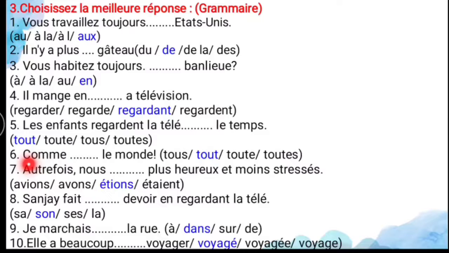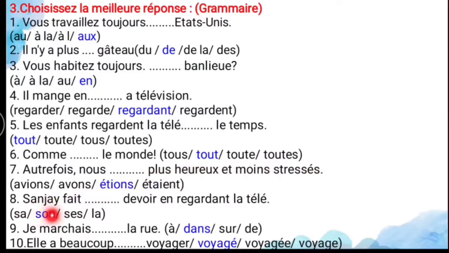And the sixth one is "Comment dash le monde." So here also you have to use the adjective tout. So the noun is what? A masculine noun. For the masculine noun you have to use tout. How is everyone? And the seventh one is "Autrefois nous dash plusieurs et moins stressés." So you have to use the verb conjugation only. So at that time we were. For that "were" you have to use this verb conjugation. So, "Nous étions plusieurs et moins stressés." So we were very happy and less stressed.